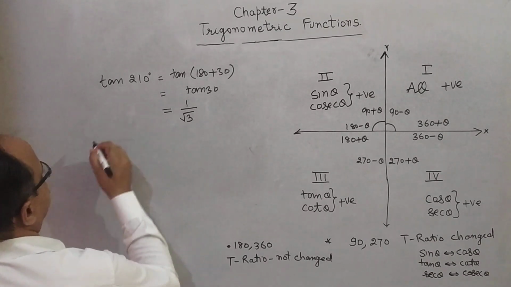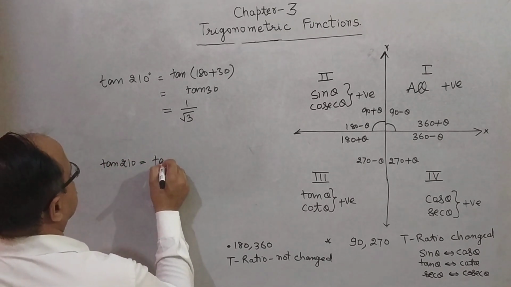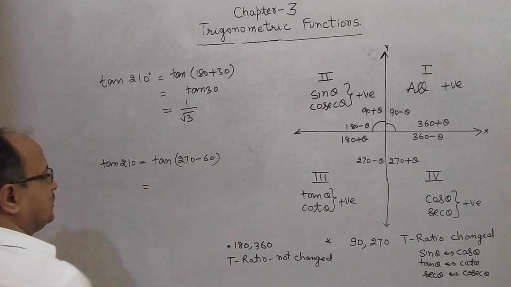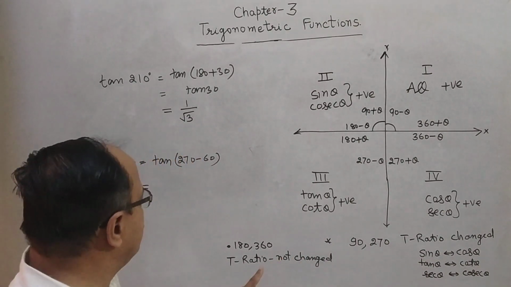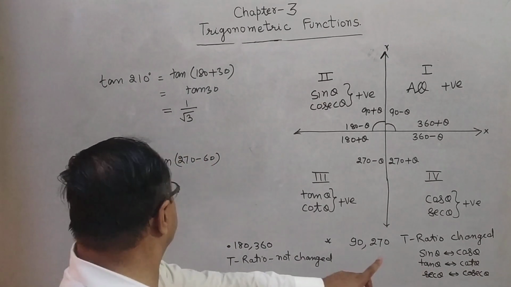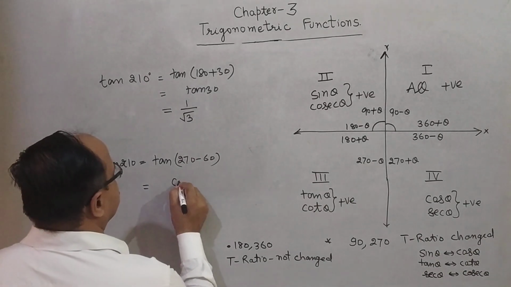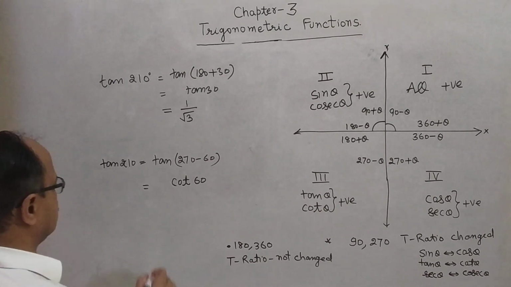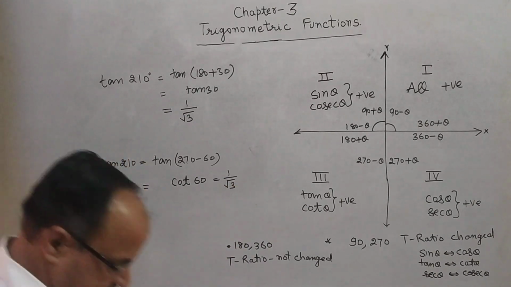Or you can break tan 210 as tan 270 minus 60. It is the case of 270. Therefore, t ratio will change, and tan changes into cot. Tan cot में change हो जाएगा. In place of tan, you can write cot 60, and the value of cot 60 is 1 by root 3. This is the answer.